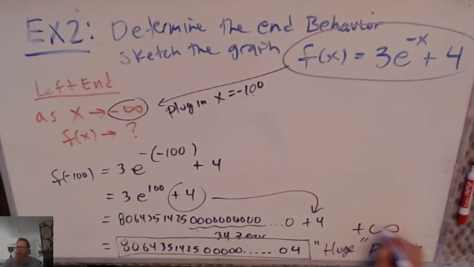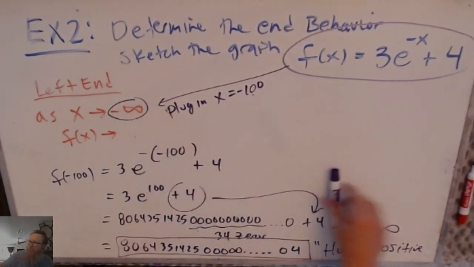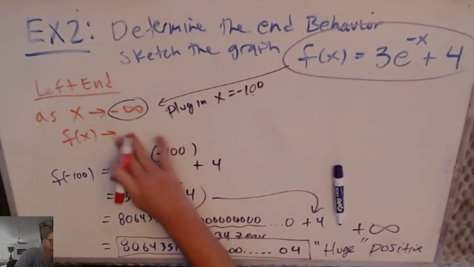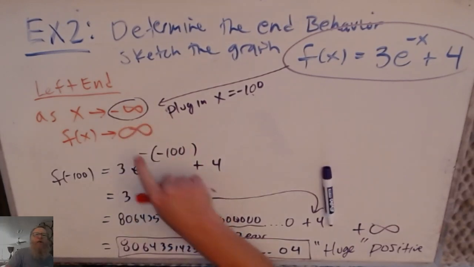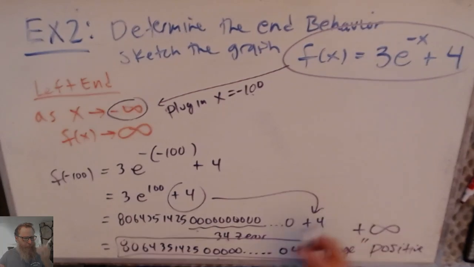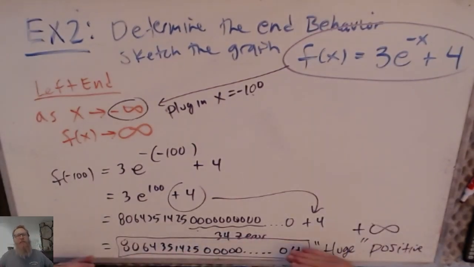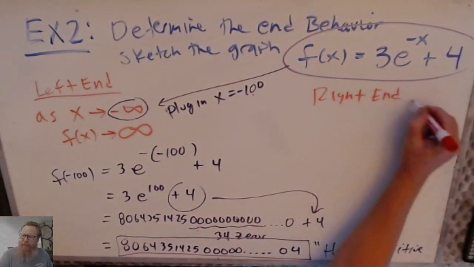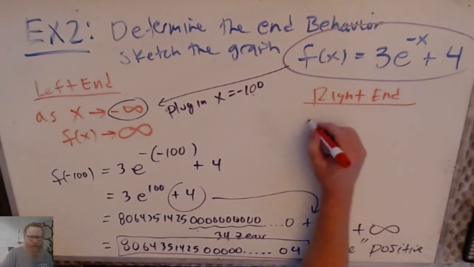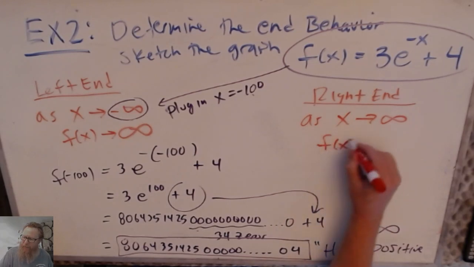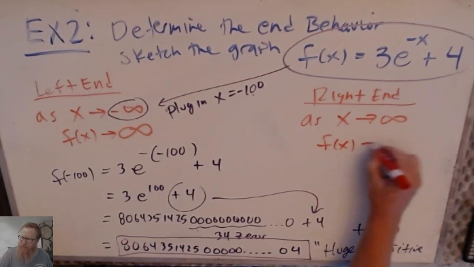So we call that positive infinity. Or you can just use the infinity symbol. You don't have to put the positive sign, although if you do put the positive sign, it's not incorrect. It's still correct. Okay, so this is the left end behavior. Let's go to the right end. So as x goes to positive infinity, what's happening to f of x?